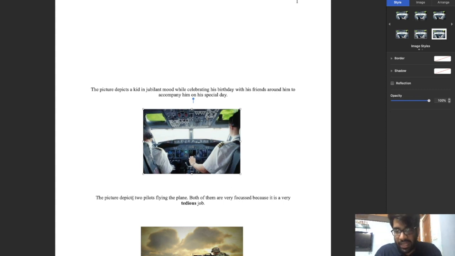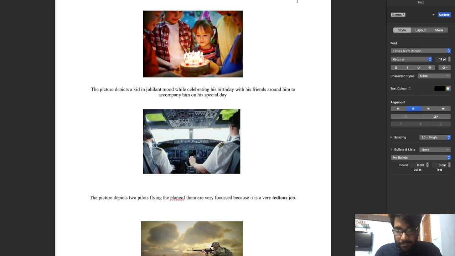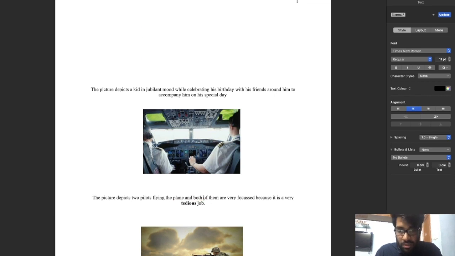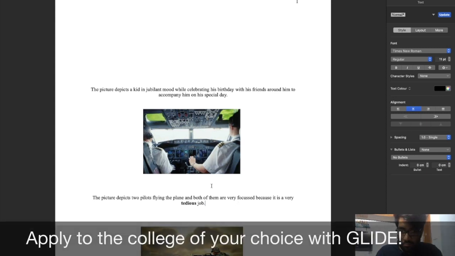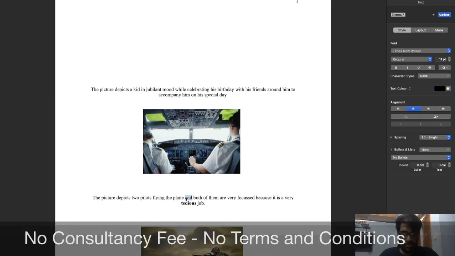Now we have to combine these sentences. If you can, cool. If you can't, leave it. The picture depicts two pilots flying the plane, and both of them are very focused because it is a very tedious job. Done. So I just added an and here and my job was done, right?